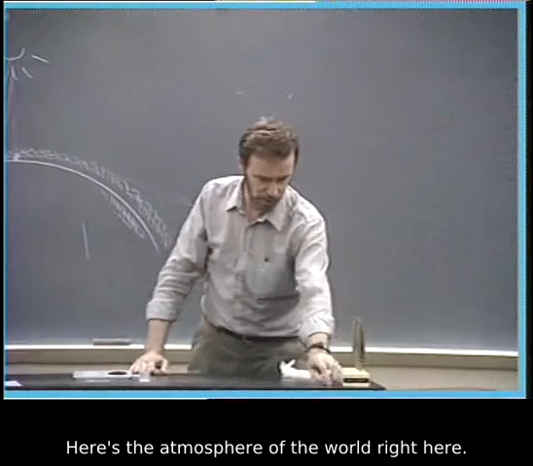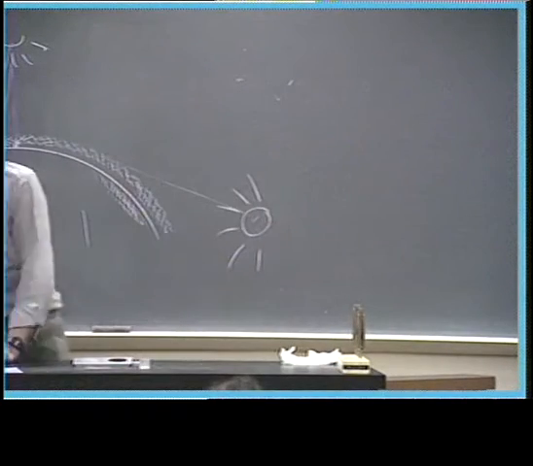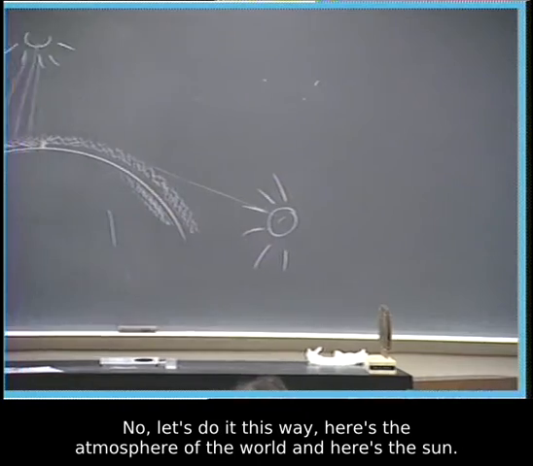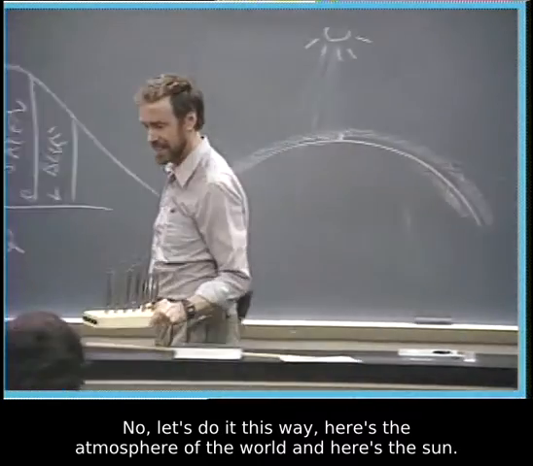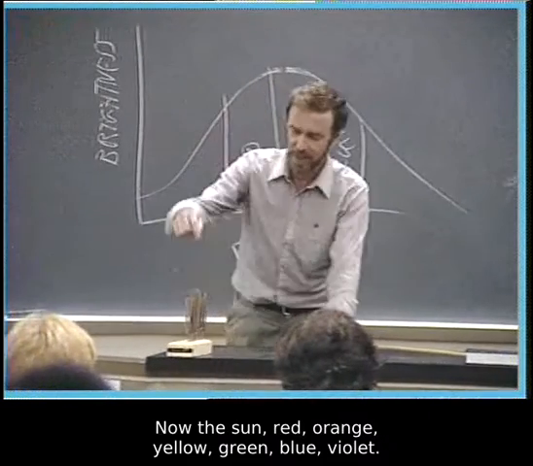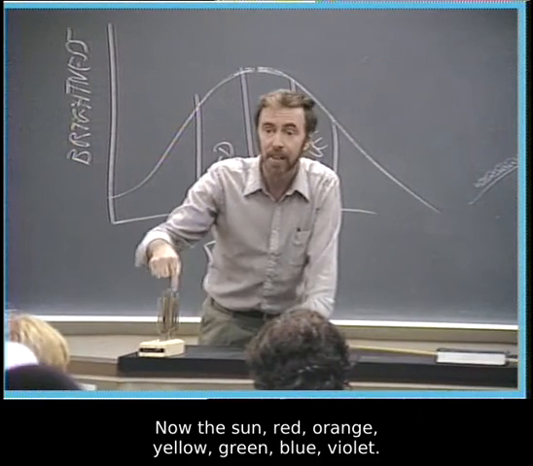Here's the atmosphere of the world right here. It's the atmosphere of the world, huh? No. Let's do it this way. Here's the atmosphere of the world. And here's the sun. Now the sun. Red, orange, yellow, green, blue, violet. Okay?